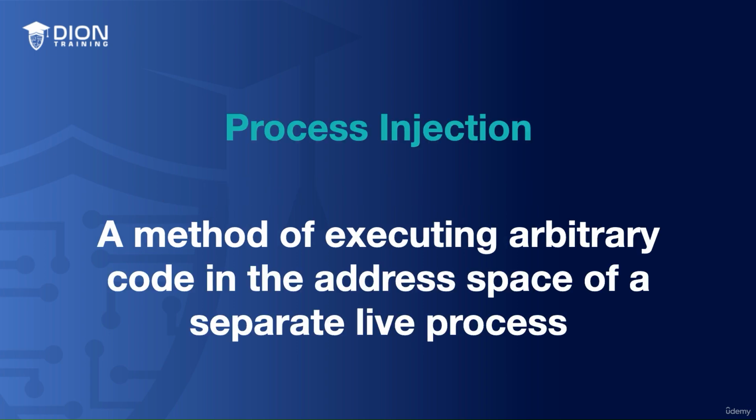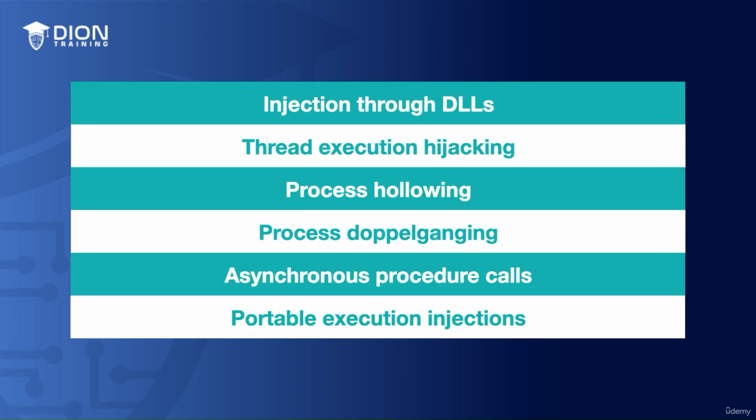Third, we have process injections. Now, process injection is a method of executing arbitrary code in the address space of a separate live process. Running code in the context of another process may allow access to the process's memory, system or network resources, and possibly even elevated privileges. Execution via process injection may also evade detection from security products because execution is masked under a legitimate process. Now, there are many different ways to inject code into a process.